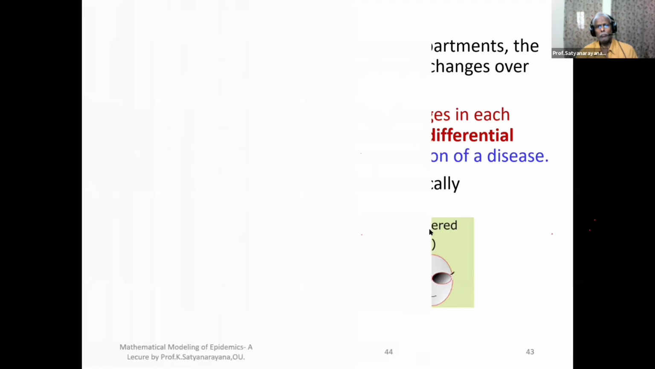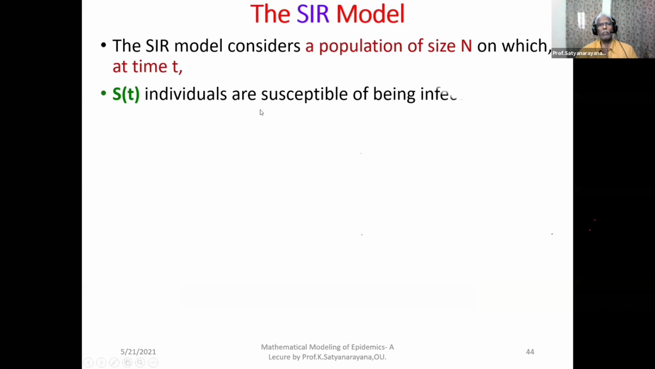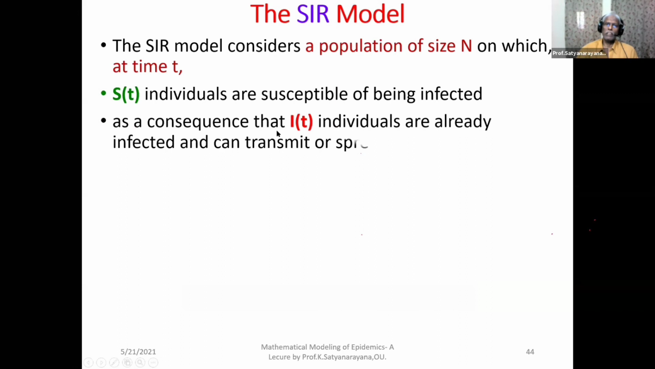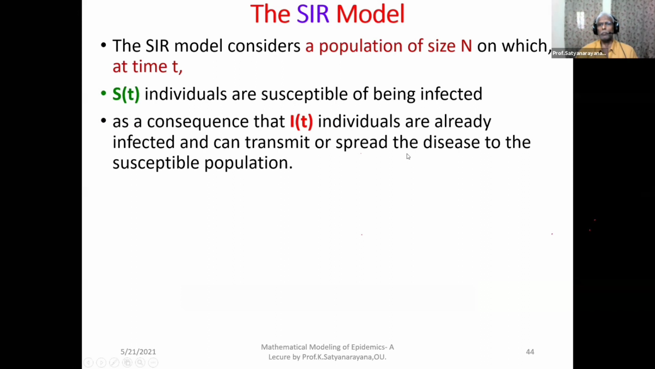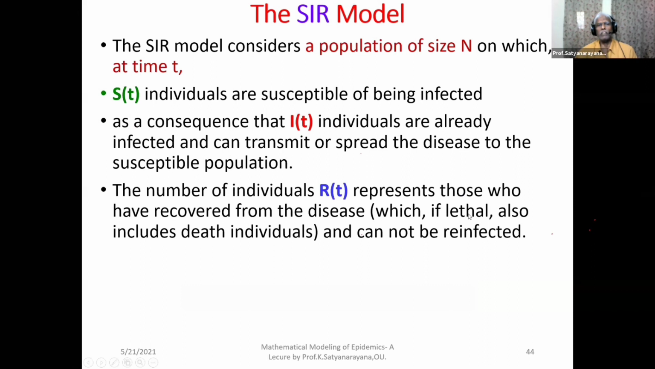The SIR model consists of a population of size N on which, at a time t, S(t) individuals are susceptible of being infected. As a consequence, I(t) individuals are already infected and can transmit or spread the disease to the susceptible population. The number of individuals R(t) represents those who have recovered from the disease, which, if lethal, also includes the dead individuals, and cannot be reinfected.